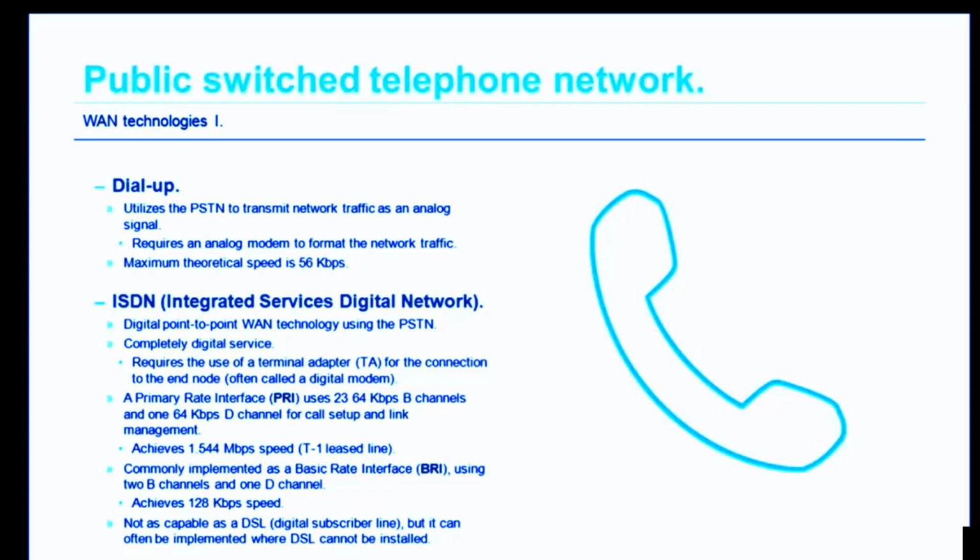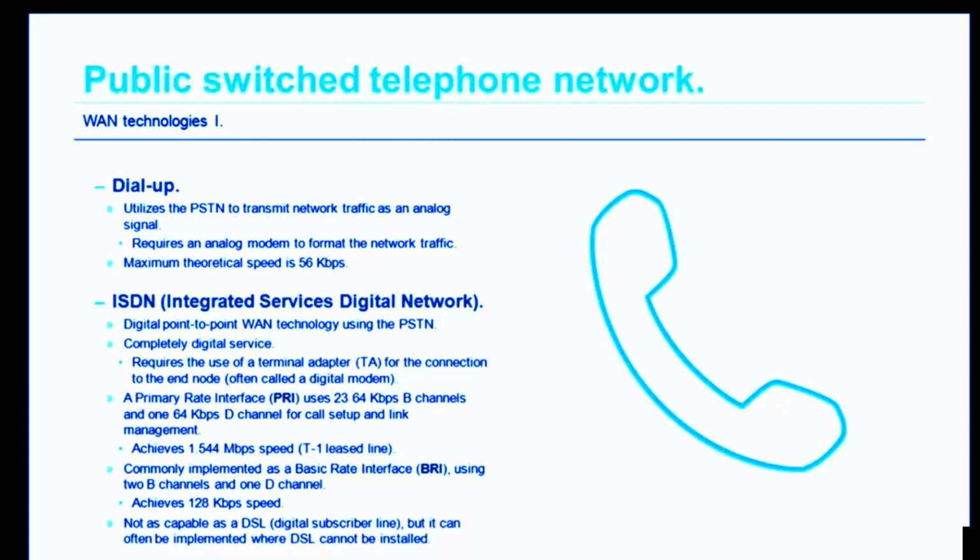ISDN can use a primary rate interface, or PRI. Now, the PRI is composed of 23 64 kilobit per second B channels and one 64 kilobit per second D channel. That D channel is used for call setup and link management. A PRI can achieve 1.544 megabits per second speed, and that is commonly referred to as a T1 leased line.